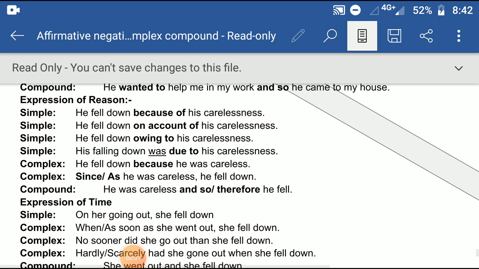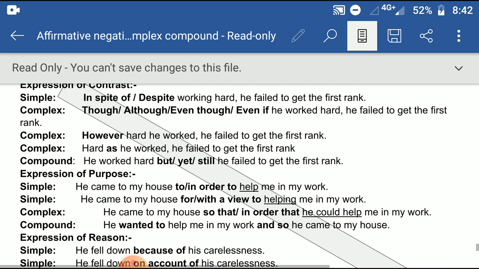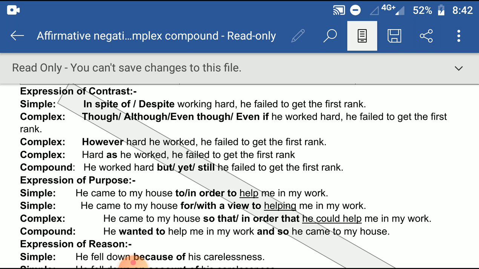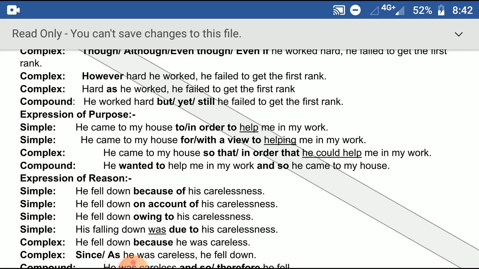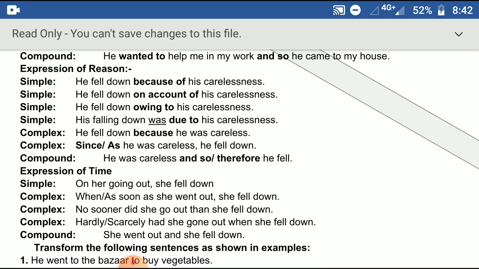Good morning. Today we shall continue with simple, complex, compound. Two topics we have already done: expression of contrast, that is adverb clause of contrast, and expression of purpose, that is adverb clause of purpose. Now the other two things that we are planning to do today are expression of reason and expression of time.